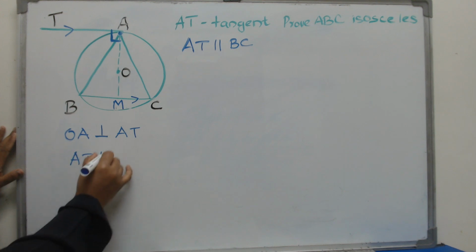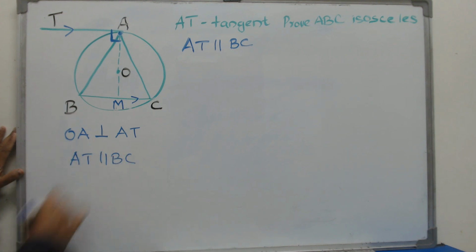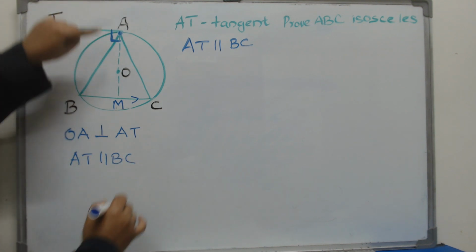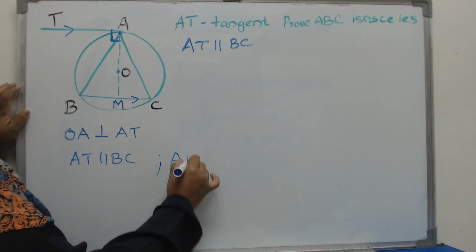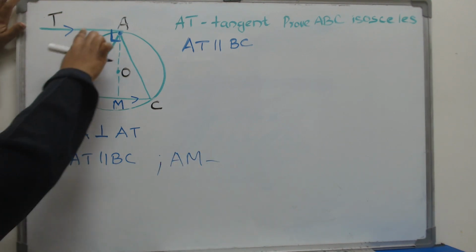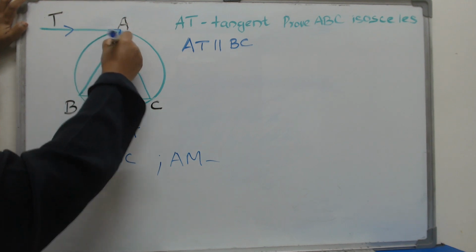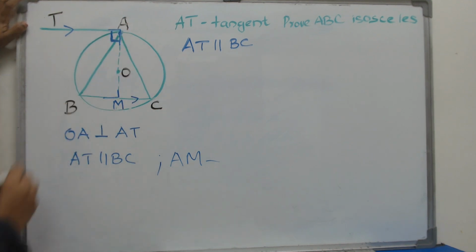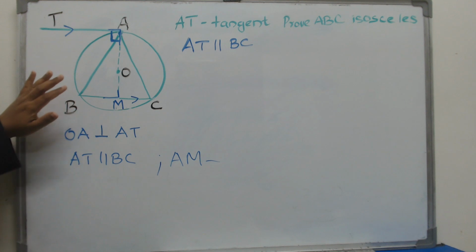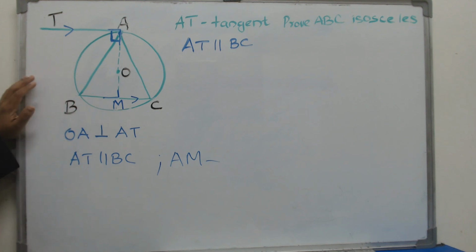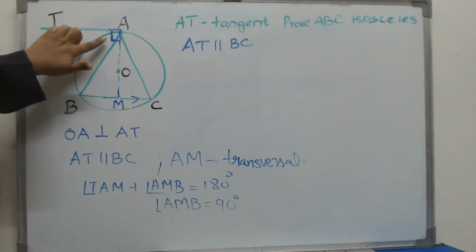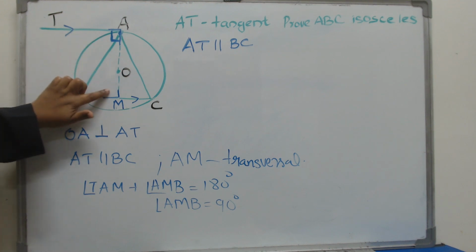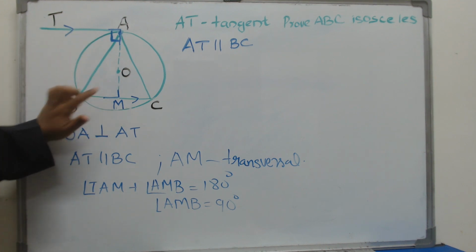But then what do we know? AT and BC are parallel to one another, and think of AM as a transversal. Then what do we have? This angle here and this angle here are what? They are co-interior angles, which means they are supplementary. So if this angle is 90, this angle here is also 90.